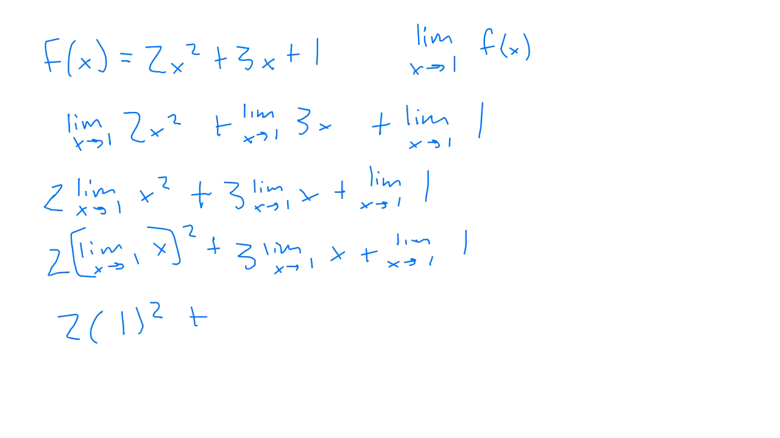Plus, we have 3 times our limit as x approaches 1 of x, which once again is 1, plus our limit as x approaches 1 of 1, which is just 1. And we see that this can equal 2 plus 3 plus 1, which is 6. But if we look at this format down here at the bottom, this looks very familiar. This essentially looks like if we just plugged 1 straight into our f of x.